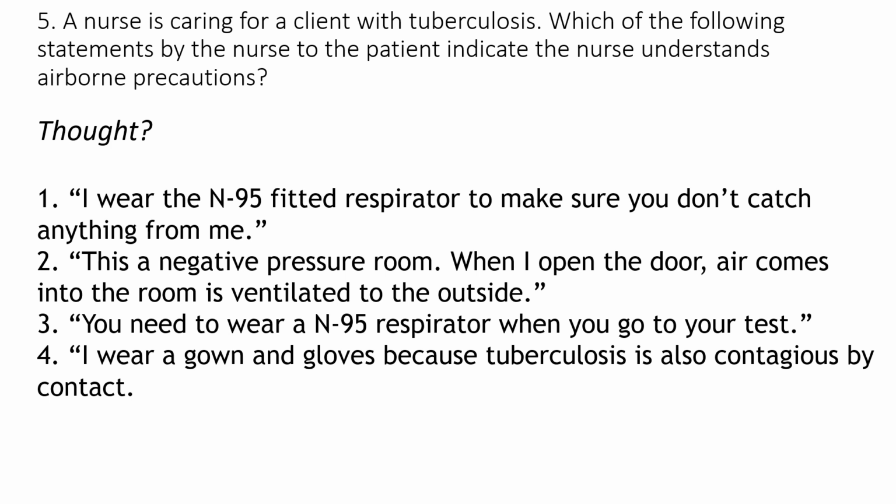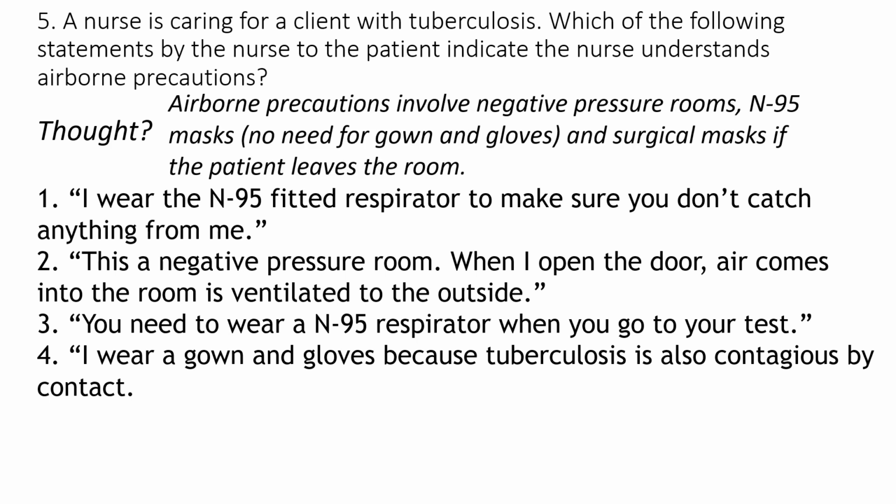The answer here is number 2. Airborne precautions involve negative pressure rooms, N95 masks, no need for gown and gloves, and a surgical mask if the patient leaves the room. So I want to quickly go through these. Number 1 is wrong because the respirator stops the nurse from catching TB, not the other way around. Number 3 is wrong. Don't put the respirator on the patient because that allows their exhale to come out into the hallway. They should have a surgical mask when they go to a test. And number 4 is wrong because tuberculosis is only N95.